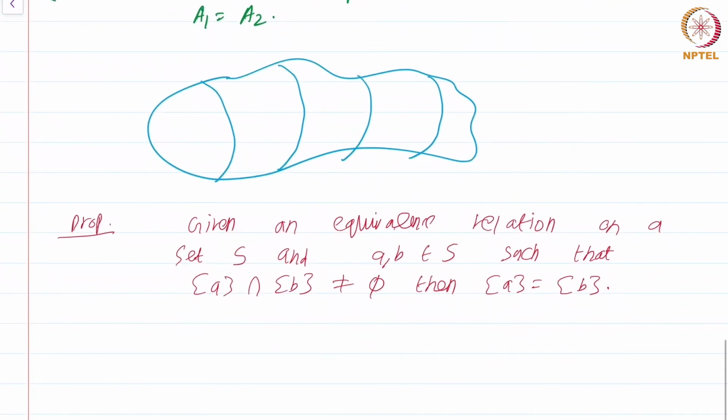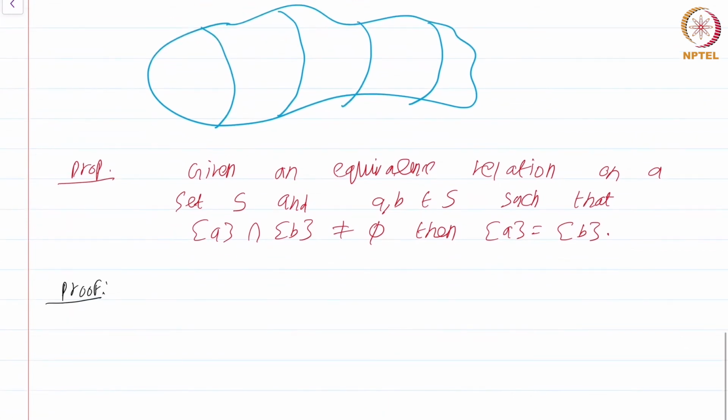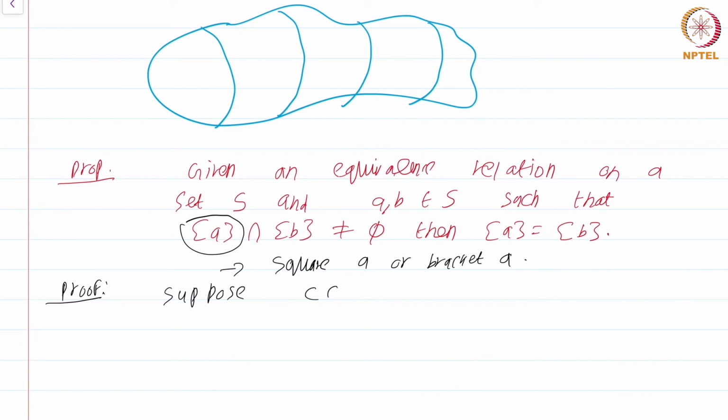So let's see a proof of this. What we do is we have to show that every element of square bracket A is there in square bracket B and every element of square bracket B is there in square bracket A. I will just write this as square A or bracket A. Okay. So suppose C is an element of the equivalence class of A.